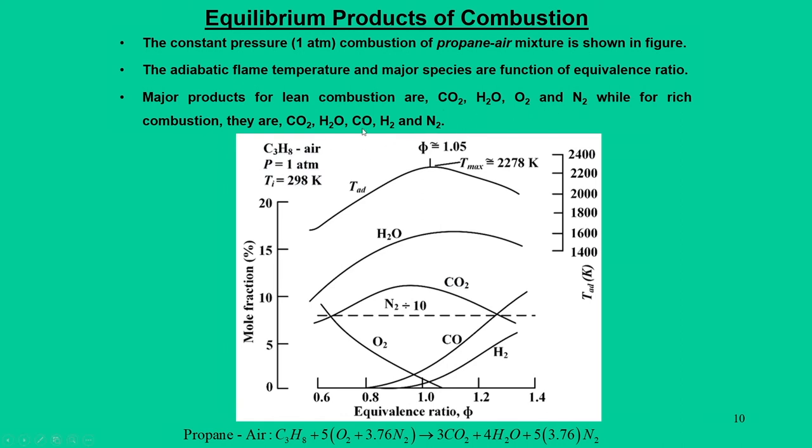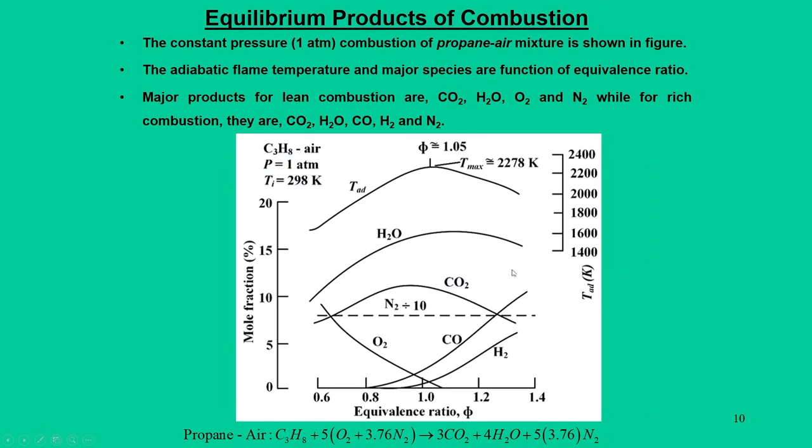Now, for rich combustion, the fuel quantity is more and it does not find enough oxygen, so there cannot be oxygen in the products. So, the major products should be CO2, H2O, CO, H2 and N2. Now, what we have done here is that in particular sample cases, people have tried to analyze and plot the equivalence ratio, which is a non-dimensional parameter, versus the mole fraction of these reactants and products.